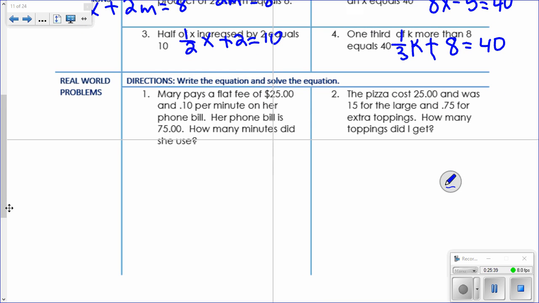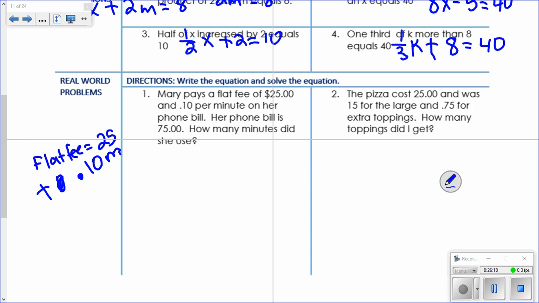So let's go look at this. Number 1, Mary pays a flat fee of $25. She pays a flat fee. Flat fee equals 25. Then 10 cents per minute on her phone bill. That's like saying 0.10 times n. And 'and' implies a plus sign. So 25 plus 0.10n. Okay, that's her phone bill.